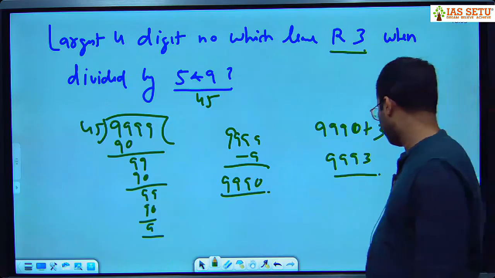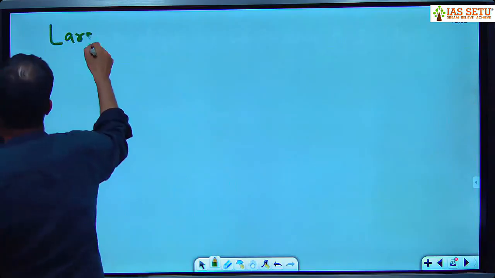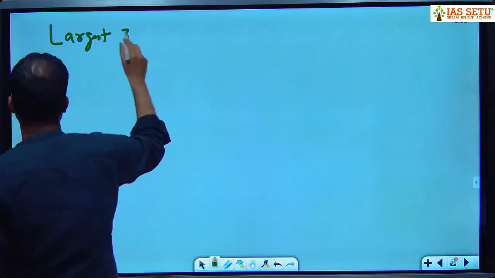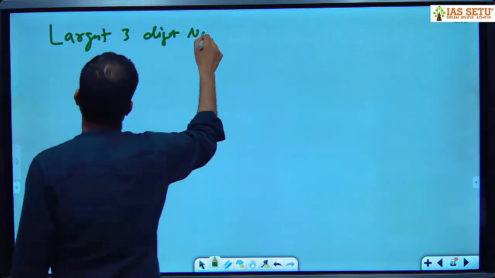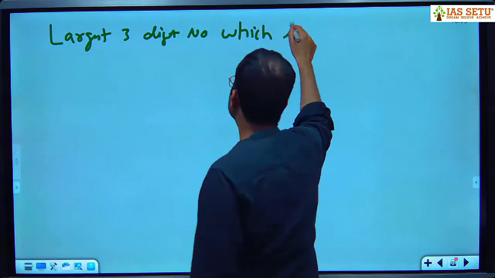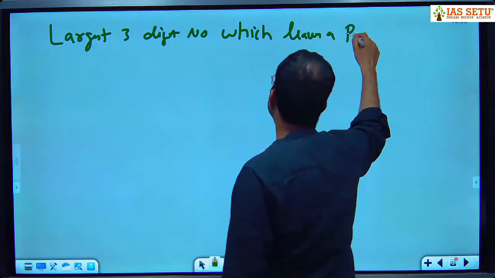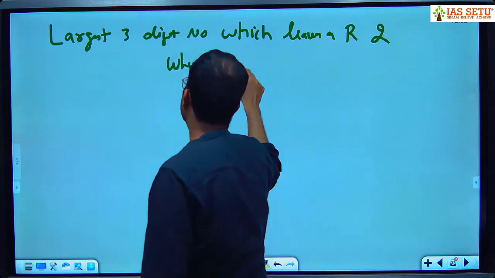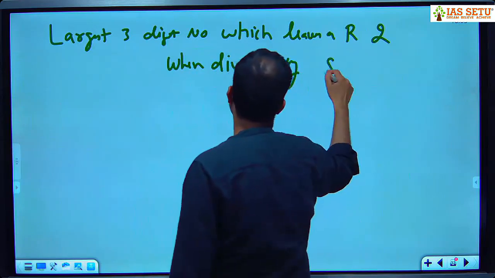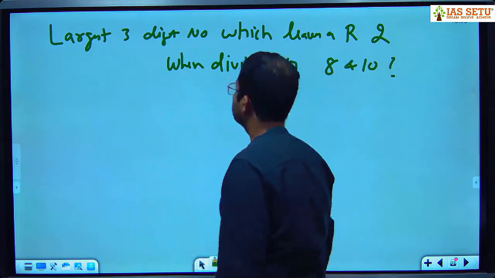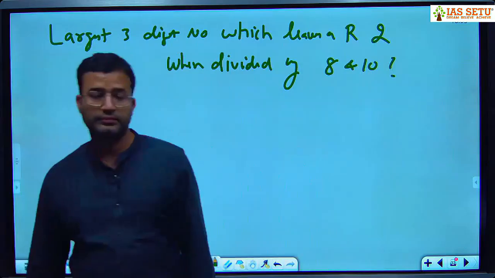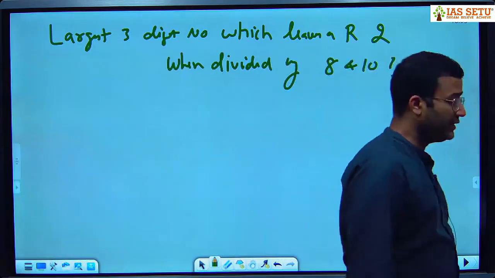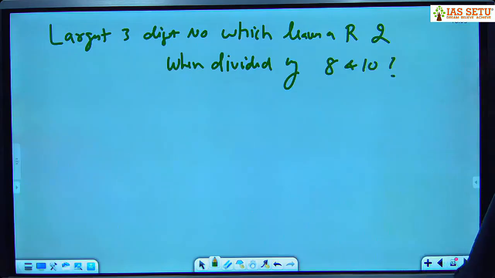Try one more question. Be careful. Find the largest 3-digit number which leaves a remainder 2 when divided by 8 and 10. Largest 3-digit number which leaves a remainder 2 when divided by 8 and 10.